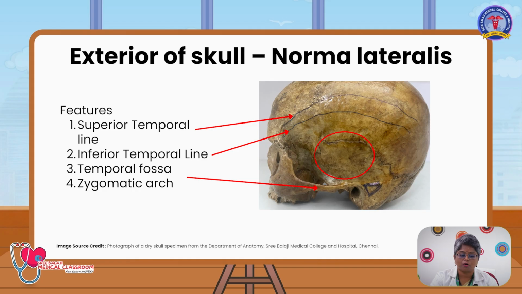The various features of this view include the temporal lines, which is the superior and the inferior temporal lines. The superior temporal line starts from the frontal process of the zygomatic bone and arches upwards and backwards, and temporal fascia is attached to it. The inferior temporal line also commences at the same point. It runs inferior and parallel to the superior temporal line, and posteriorly it curves downwards and forwards to continue with the supramastoid crest. It gives attachment to the temporalis muscle.